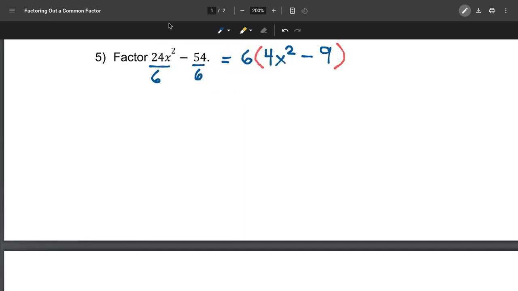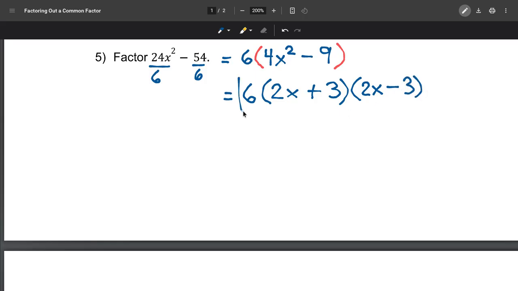So what we can do now is, the square root of 4x squared is 2x. The square root of 9 is 3. So this can factor into 6 times 2x plus 3 times 2x minus 3. All right, and there we go. We've got the factored form of this one.